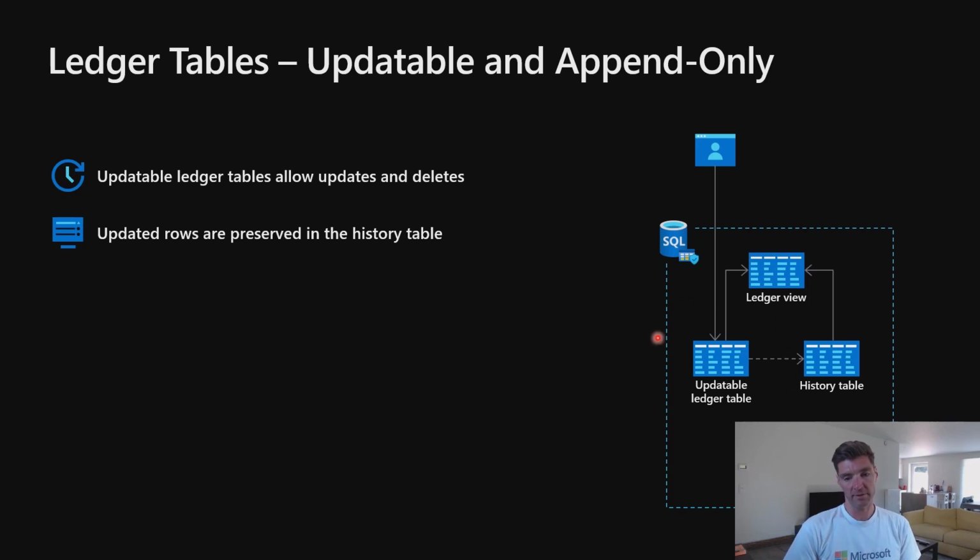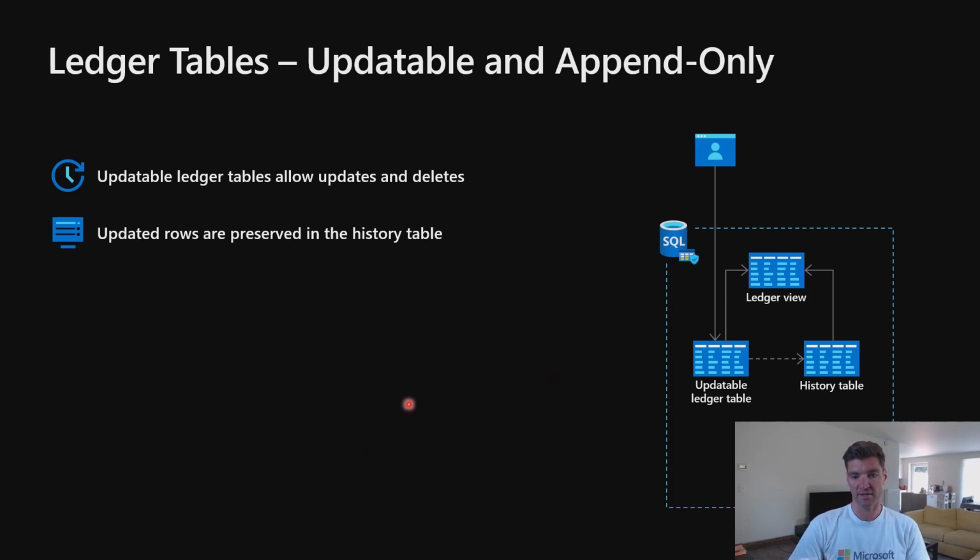When you create an updatable ledger table, we automatically create the history table for you, but also a ledger view. And the ledger view gives you really a chronicle overview of your database. So it doesn't only show you the current value of your record, but also the history values, right? Now, this is how we keep track of the history of your data, right? But how do we actually then protect your data?